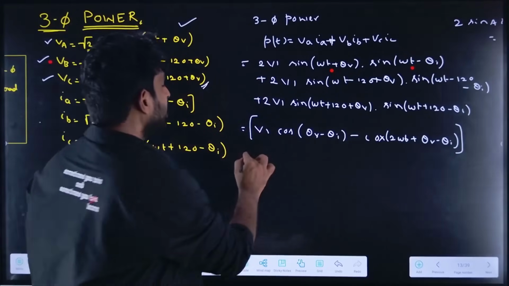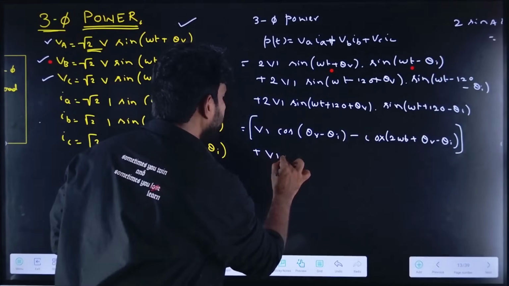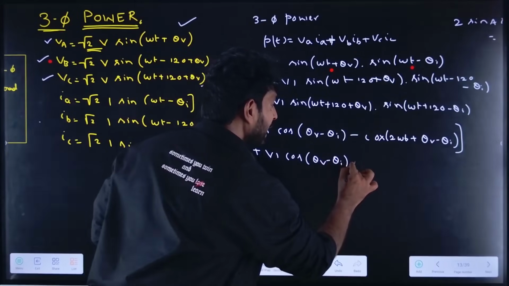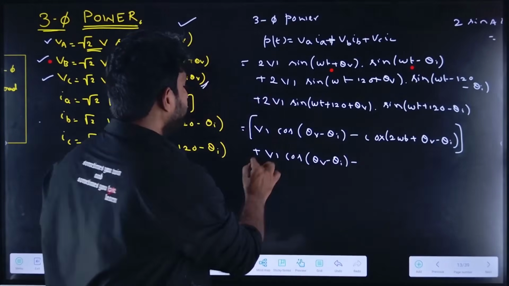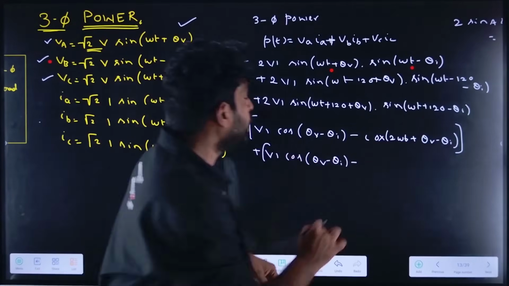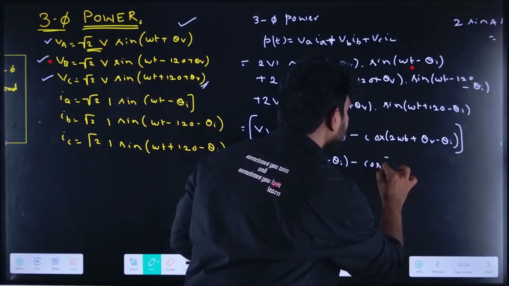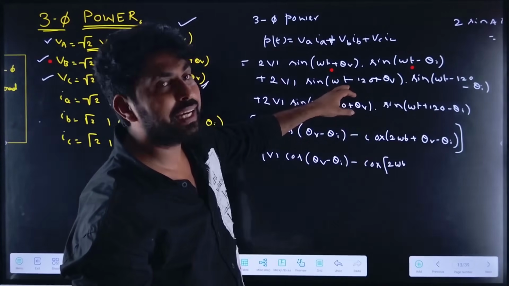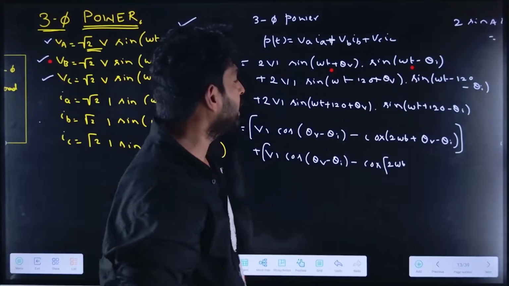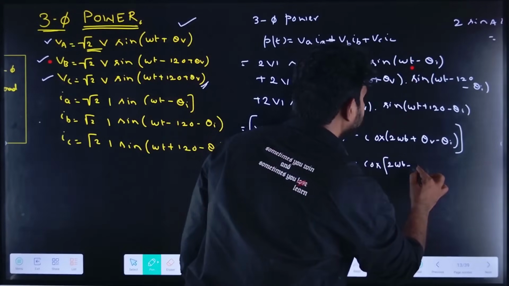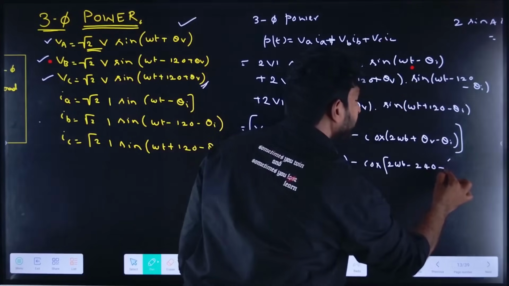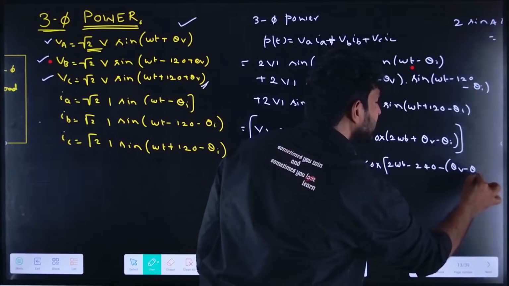Similarly, for the second term, it is equal to VI cos(theta V minus theta I) minus cos(2 omega t. Here it is minus 120 and here also minus 120, so minus 240, plus theta V minus theta I).